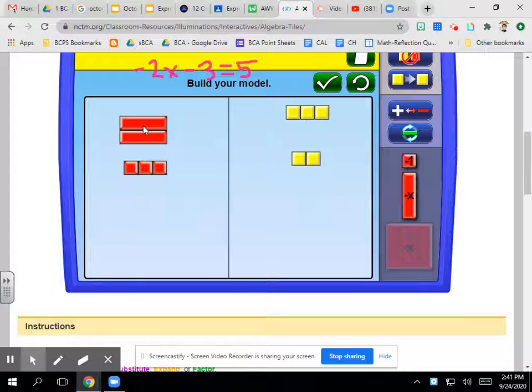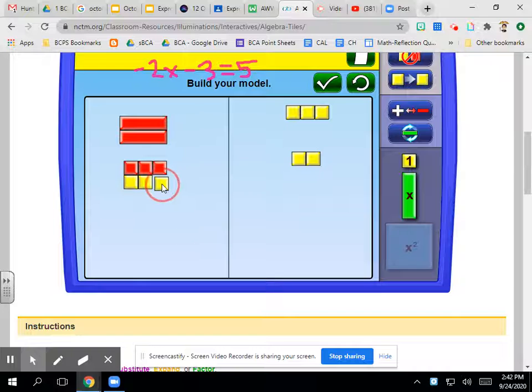All right, so for this equation, we have -2x minus 3 equals 5. So we've got our -2x's and a -3 over here and a +5 over here. The first thing I want to do is get the x's by themselves, so I've got to get rid of this -3. And the best way I can do that is by adding +3. That will cancel that out and make it 0.